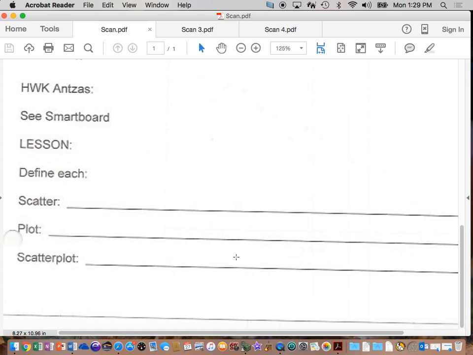All right, so let's talk about what these words mean, how it makes sense mathematically, and then the concept of a scatter plot as it applies to your life and decision making. So let's go through step by step and see what we come up with. What does the word scatter mean?